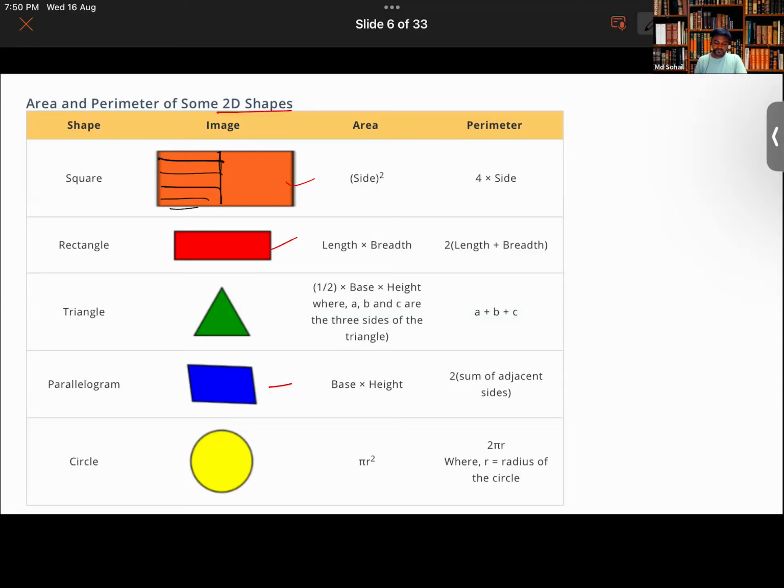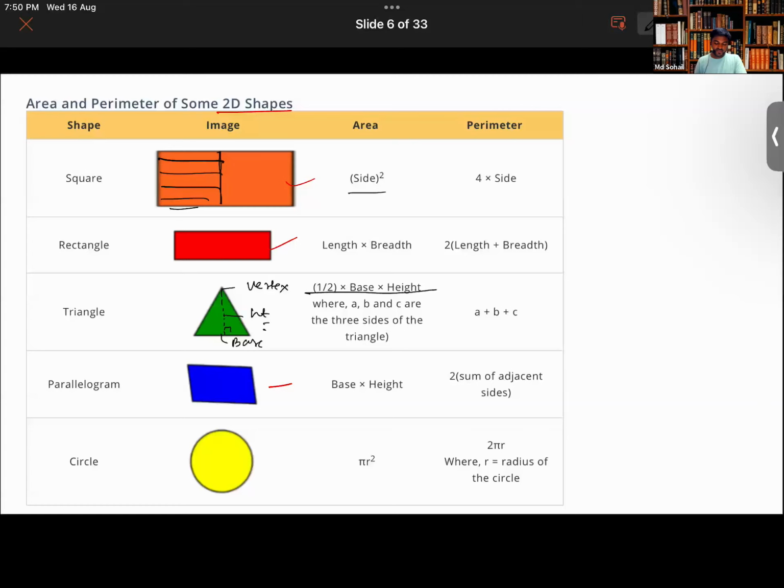So look at some of the formulas. To calculate the area of a square, you have side square. Then rectangle, length into breadth. Triangle, you know, is simply half into base into height. Height is the perpendicular distance from the opposite vertex to the base. So this is the base and this is the vertex, and the perpendicular line that you draw on the base gives you the height. So half into base into height gives you the area of a triangle.